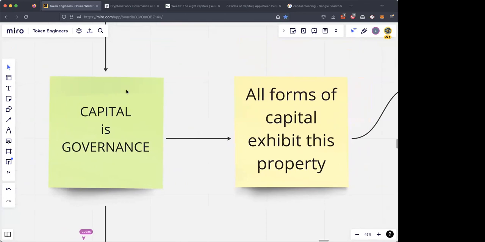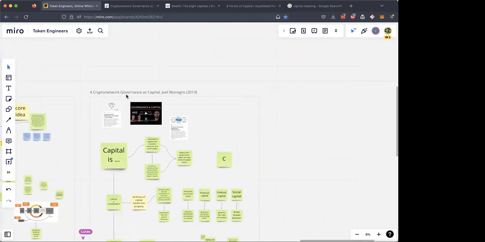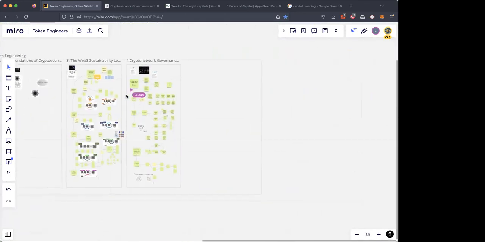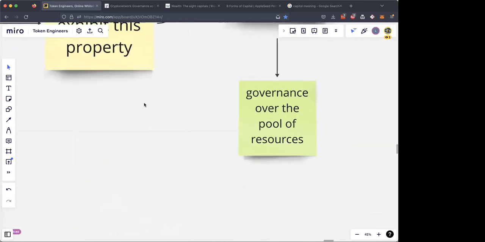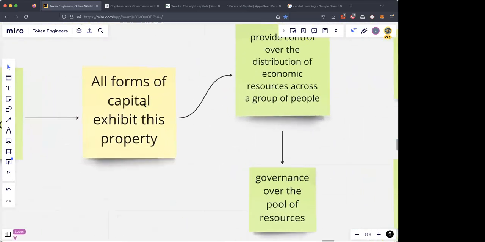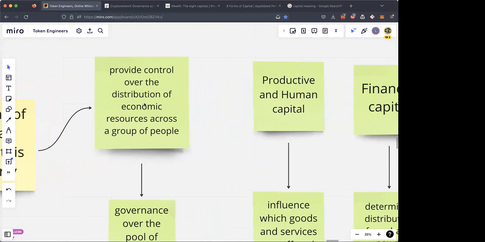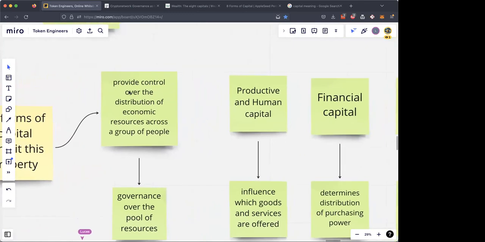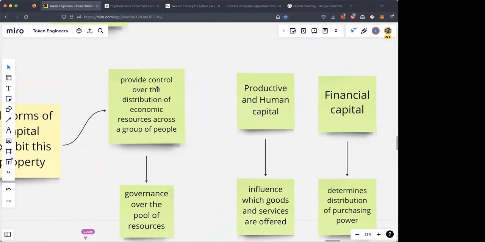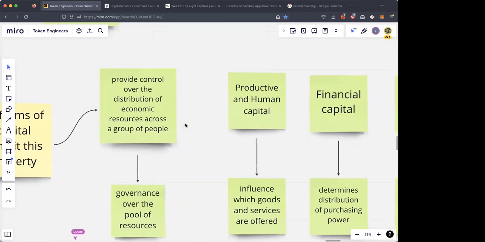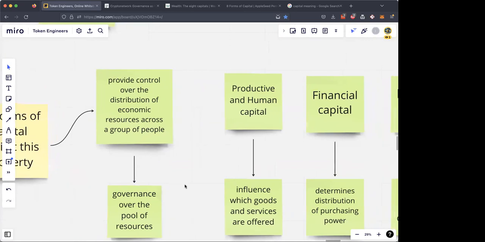So the guy, what was his name? Joel? Oh yeah, Joel Monegro, right? He says capital is governance and all forms of capital exhibit this property. He gives examples. All forms of capital provide control over the distribution of economic resources across a group of people. That means governance over the pool of resources. So once you have capital, you govern the pool of resources.